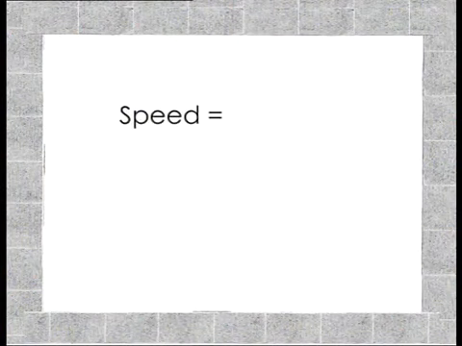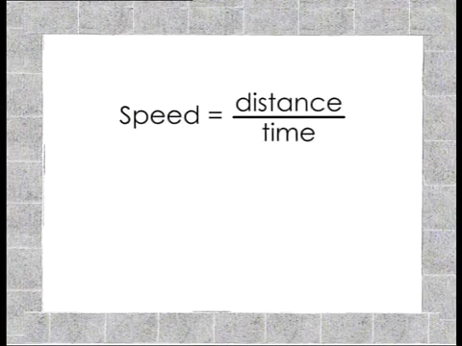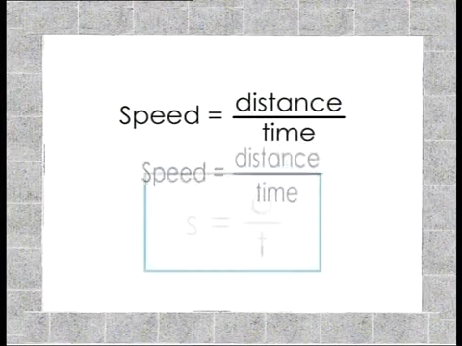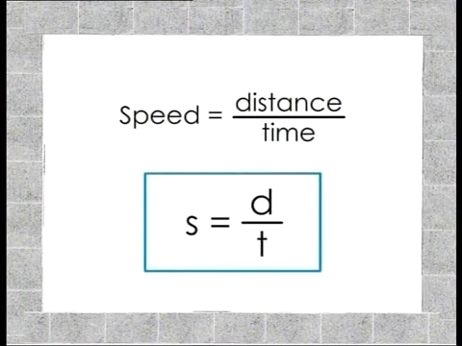We know that speed is a rate that describes how the distance traveled changes with respect to time. Thus, speed can be calculated by dividing the distance traveled by the time taken. Speed equals distance over time, or S equals d over t.